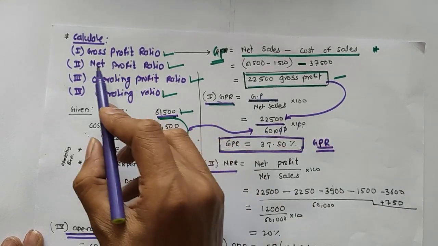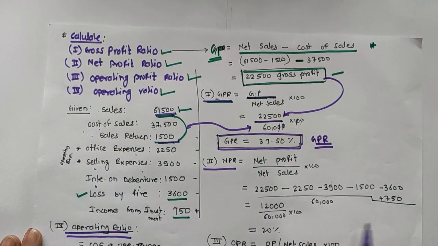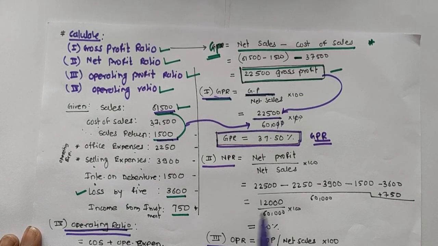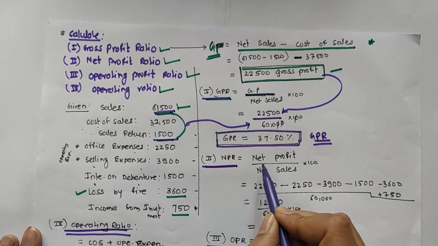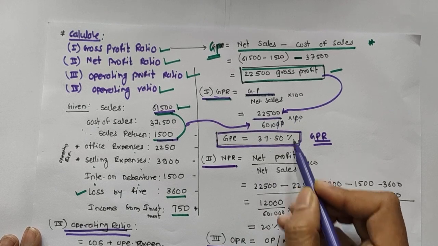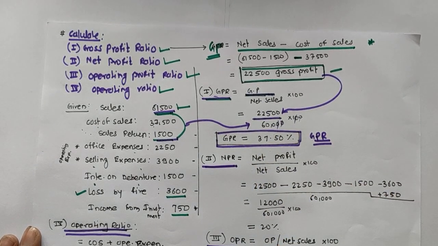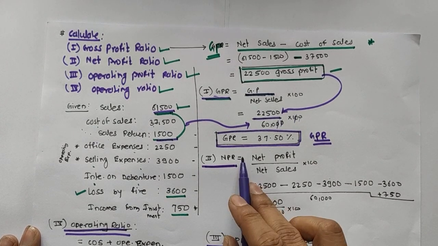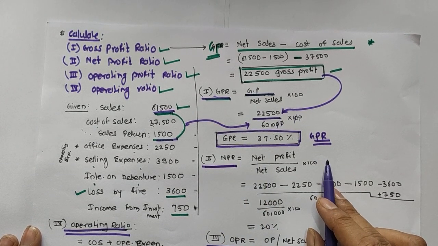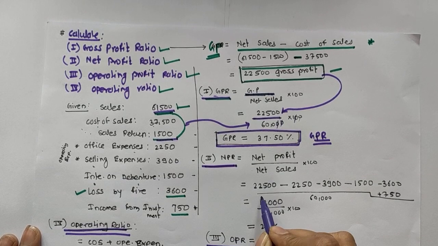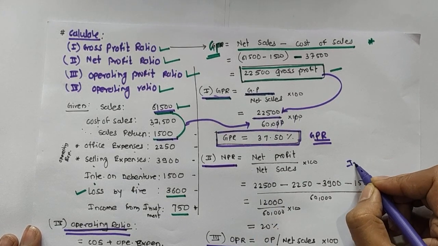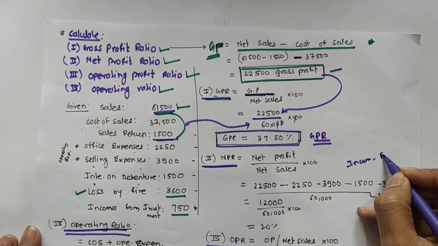Now the second task is calculation of the net profit ratio. In the previous example we have studied what is the net profit ratio. It is net profit divided by net sale, like gross profit divided by net sale. Here net profit divided by net sale. In the previous example I told you how to calculate the net profit. Net profit is nothing but you have to add income and subtract the expenses.